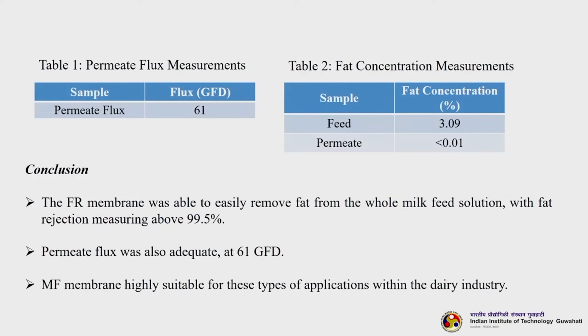So, you can see the flux is 61 GFD, and the fat concentration in the feed, which was 3.09, has been reduced to less than 0.01. Okay. So, almost nil. So, the conclusion is that the FR membrane was able to easily remove fat from the whole milk feed solution, with fat rejection measuring above 99.5%. Permeate flux was also adequate at 61 GFD. Microfiltration membrane is highly suitable for this type of application within the dairy industries.